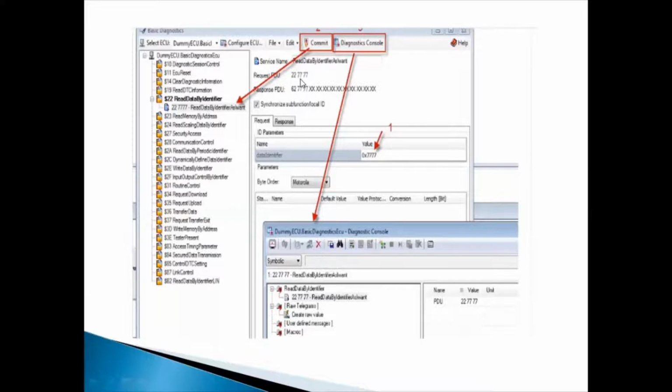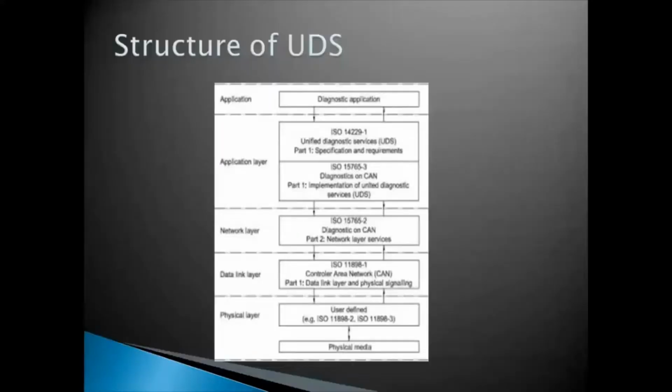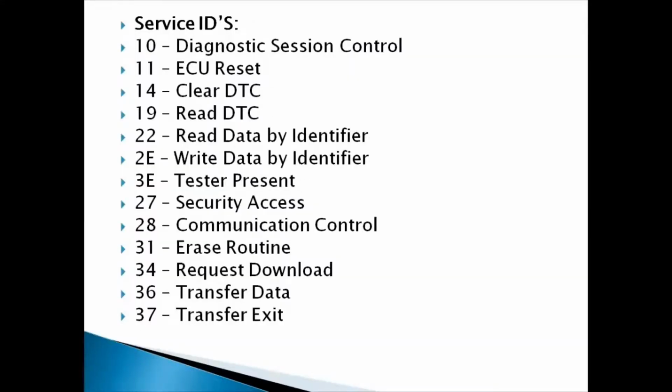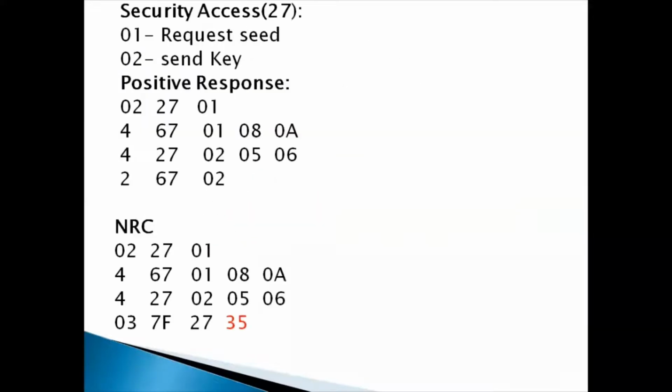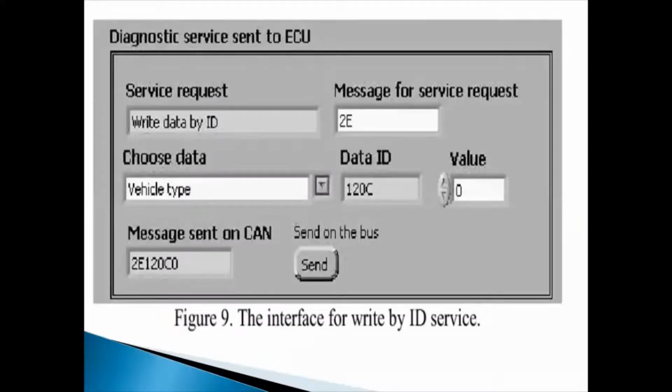2277, they are giving, and there we are getting the positive response. The PDU response is 62. Whenever we get the positive response, plus 40 is added. Why plus 40 is added, I will tell you. And I will show you how we choose that in the diagnostics.